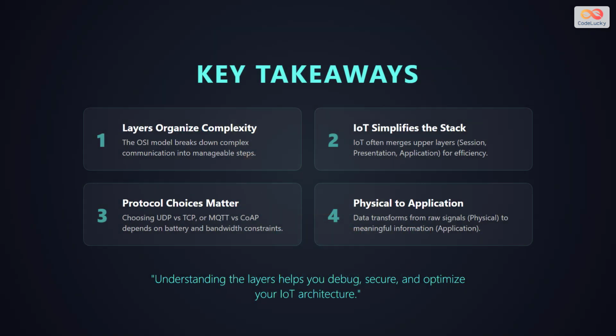To wrap up, remember that layers help organize the complexity of networks. IoT simplifies the traditional model for efficiency, and your choice of protocols at each layer, like choosing UDP over TCP, will directly impact your device's battery life and performance.